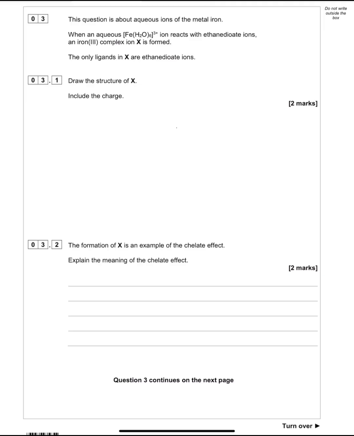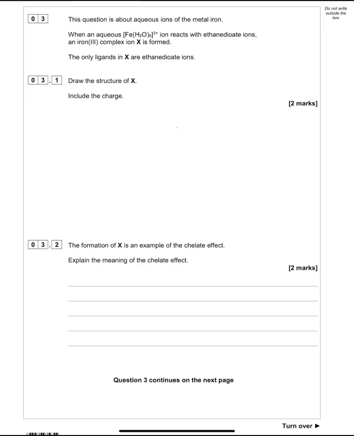So this question was about the aqueous ions of the metal iron. And the first question is asking you to draw the structure of the complex that is formed between the iron 3 plus ion and the ethanedioate ion, where this is the bidentate ligand that is going to replace the monodentate ligand, which is water.